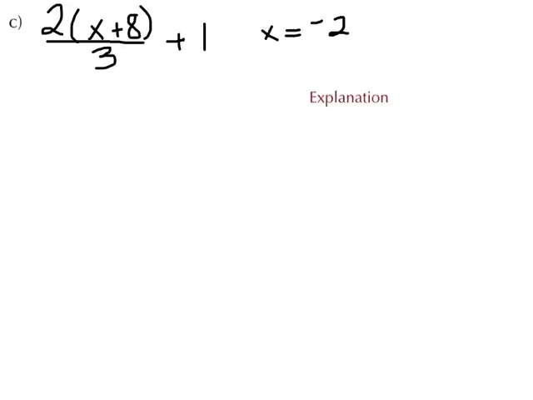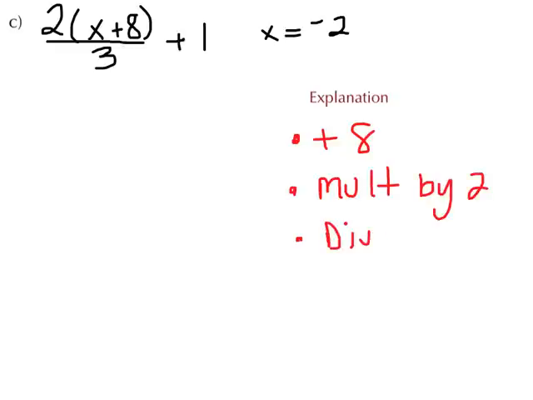Let's look at C. C is a little bit more complicated with the set of parentheses. So the first thing I'm going to do when I substitute that negative 2 in, I'm going to add 8. So add 8. The second thing I'm going to do is multiply by 2. So multiply by 2. The third thing, divide by 3. And then add 1.